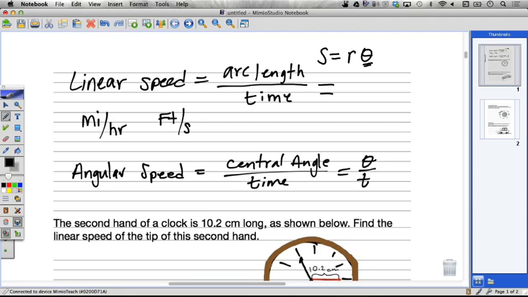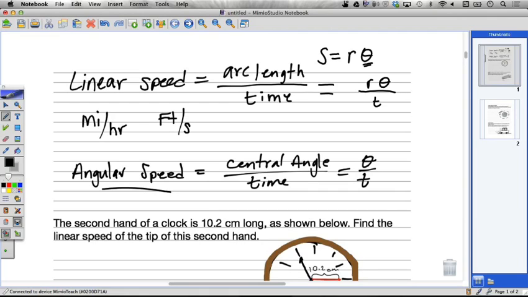So when I find this arc length of this linear speed, which is the same thing as the velocity of a car, the speed of a car, it's going to be R theta divided by time. It's the same formula we've used before. If I told you that I'm going to rotate 90 degrees in 2 seconds, then what's my angular speed? How fast am I turning? 45 degrees per second. So that would be what we call angular speed.